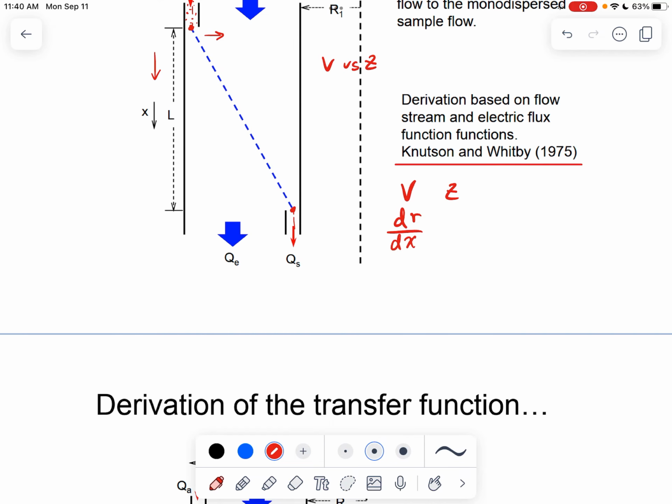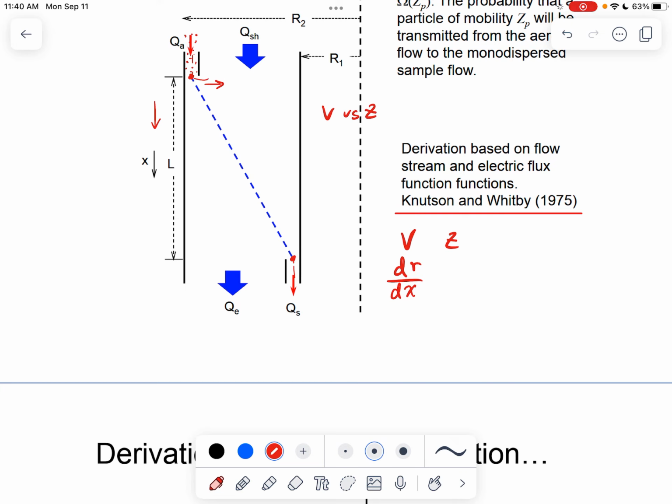So how do we build the relationship between the voltage and the electrical mobility, right? One thing we can do is first set up this derivative, okay? So let's try to calculate this dr over dx. dr means how far the particles travel in the radial direction. dx is how far the particle travels in the vertical direction, or along the flow direction. So basically, you can first add a dt term: dr over dt, divided by dx over dt.